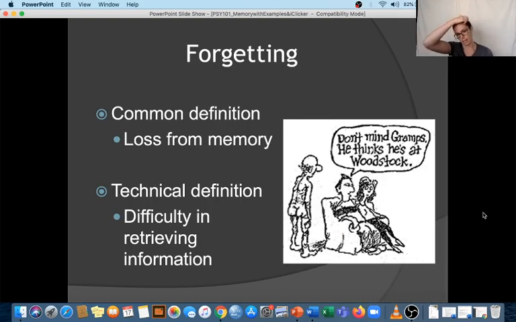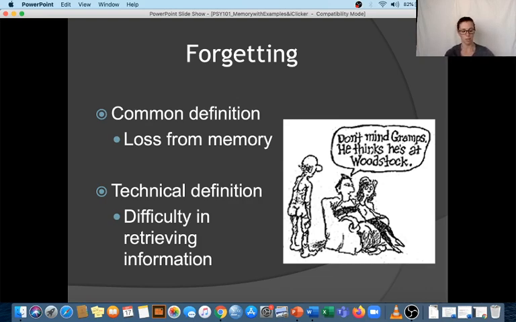Okay, forgetting. So commonly, when we think of forgetting, we think about information being lost from our memory system. It's not super accurate. Really, forgetting is a difficulty retrieving information. Because what we know from relearning is that the information doesn't necessarily get lost or it's not gone from our memory. We just can't get it back out.